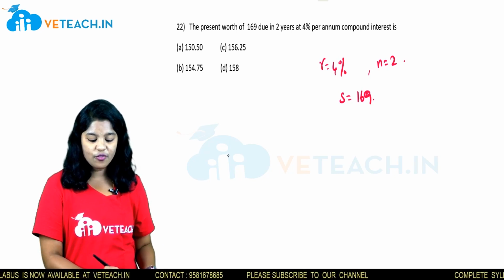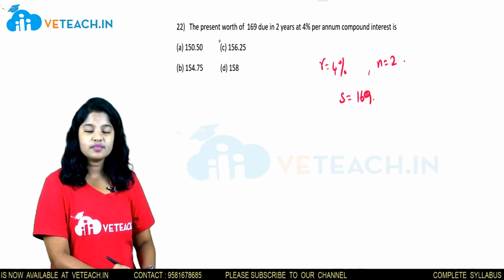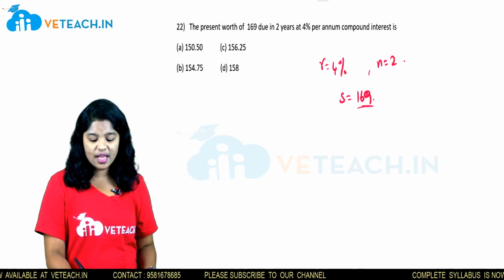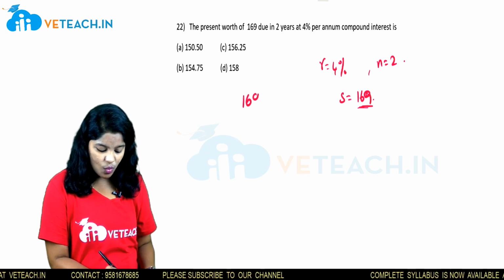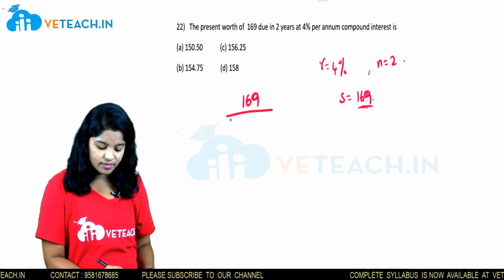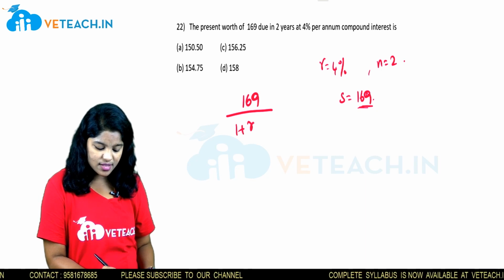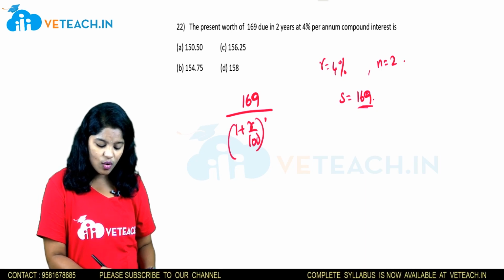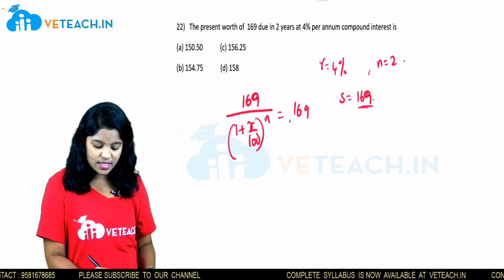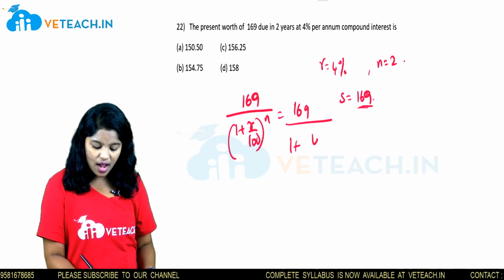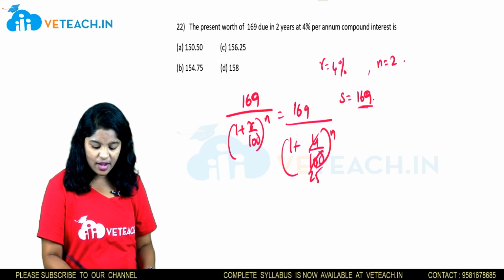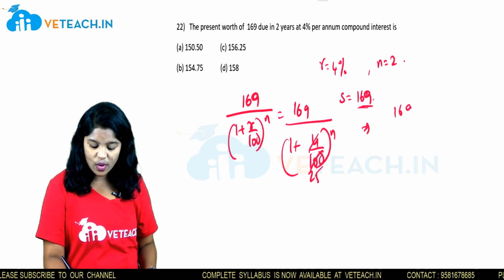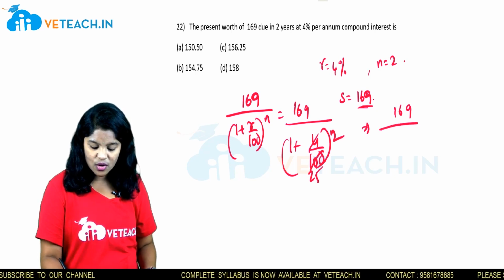Now we have to find out the present worth of this amount. So that is equal to 169 by (1 plus R by 100) whole power n. So that is 169 by (1 plus 4 by 100) whole power n, that is 25 times. So we will get n is equal to 2.